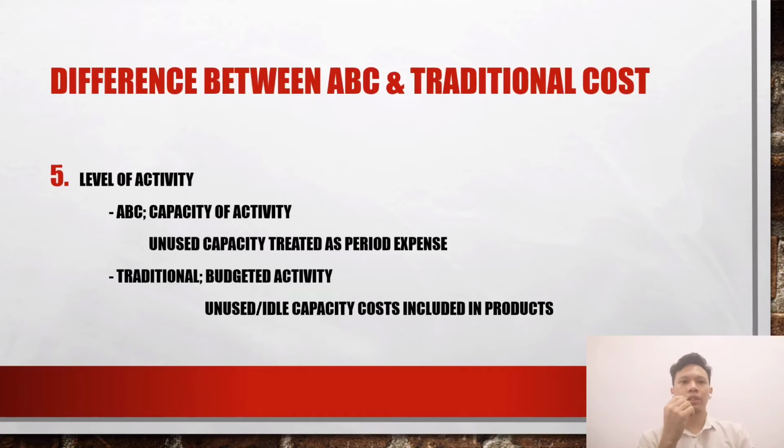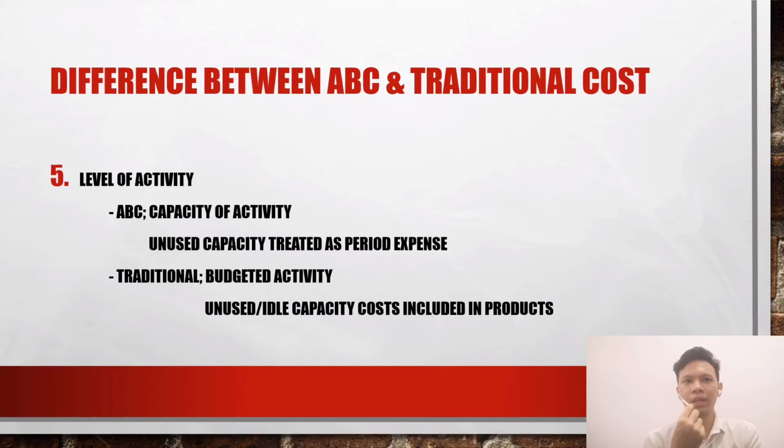So lastly is the level of activity. For the ABC method, the level of activity is based on the capacity of activity. So if there is unused capacity, they will not calculate it, they will not assign it, and it will be treated as a period expense.